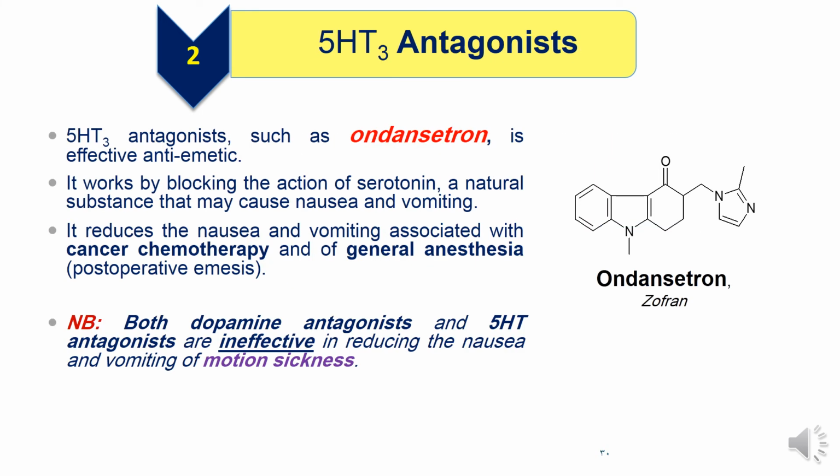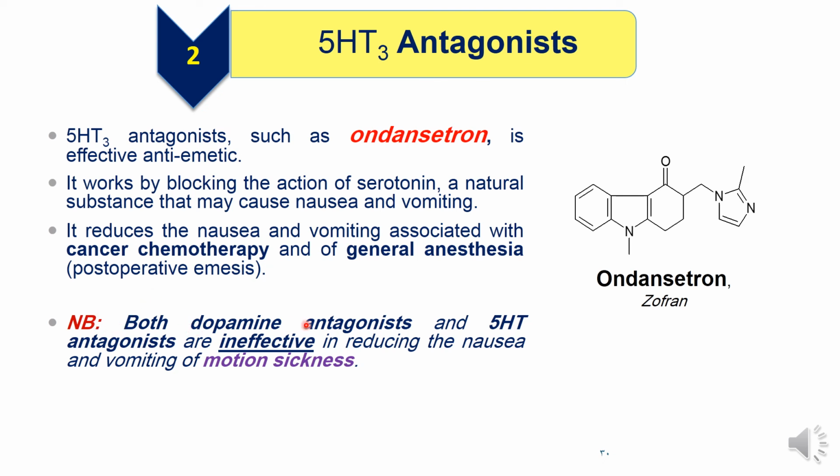The second class for treatment of nausea and vomiting are the serotonergic antagonists, or 5-HT3 antagonists. 5-HT3 antagonists like ondansetron are effective anti-emetics. Ondansetron, its trade name is Zofran, is an effective serotonergic antagonist that acts on the 5-HT3 receptor. It works by blocking the action of serotonin, which is a natural substance that may cause nausea and vomiting. Ondansetron reduces the nausea and vomiting associated with cancer chemotherapy and with general anesthesia, after post-operative emesis.